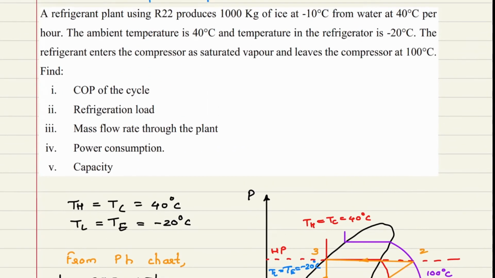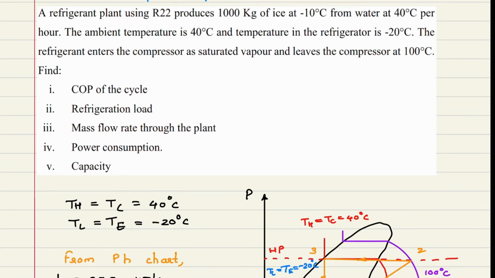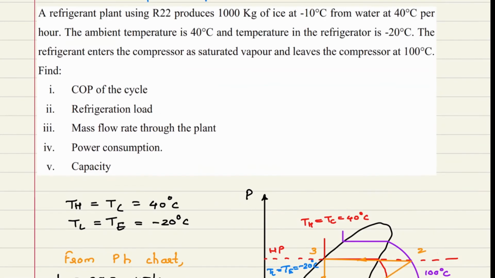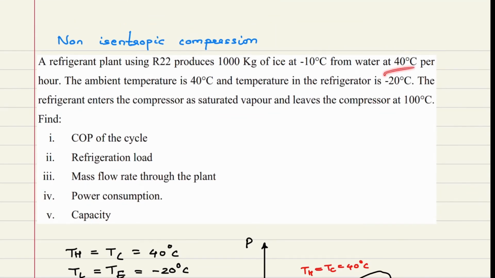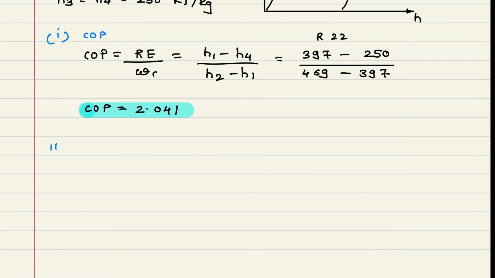Now question 2, you have to calculate the refrigeration load. It will be this Q dot A value. Now for this, what data is given? Water is at 40 and ice is at minus 10. So I'll write down the second part. You have to calculate Q dot A.